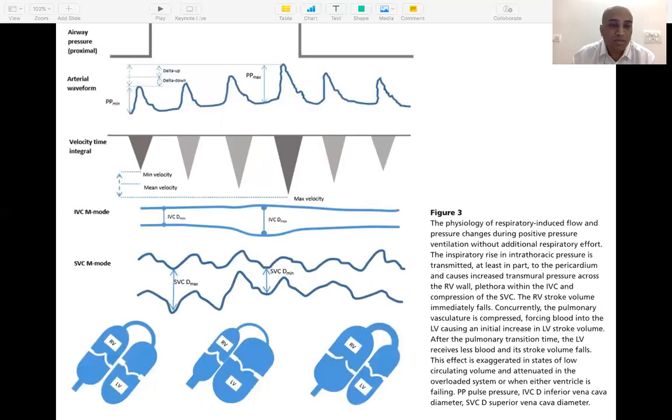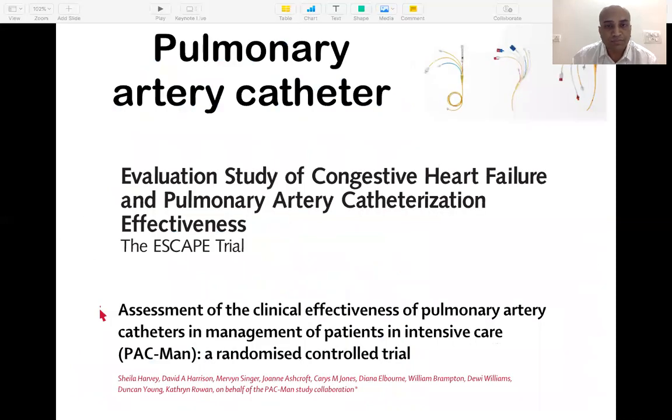And all the measurements we have mentioned before this are static parameters. If we measure all those values, data like arterial waveform, IVC diameter, SVC diameter, VTI of the left ventricular outflow tract, over a respiratory cycle, then we can check for the respiratory variability, which makes it a dynamic parameter and a better predictor of volume status of the patient.